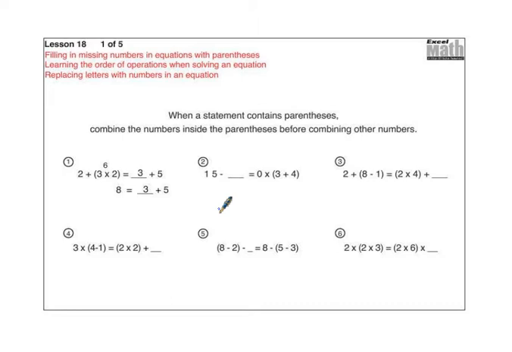So for problem number 1 here, let's pretend like that's not there and that's not there. The way we're going to do this is the parentheses part first. 3 times 2 is 6, so you write the 6 up there. And then you have 2 plus 6 is equal to 8, so 8 equals some number plus 5. And then 3, of course, goes in the blank because 3 plus 5 is equal to 8.